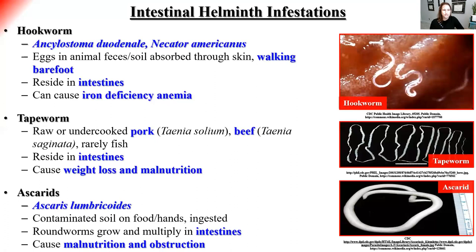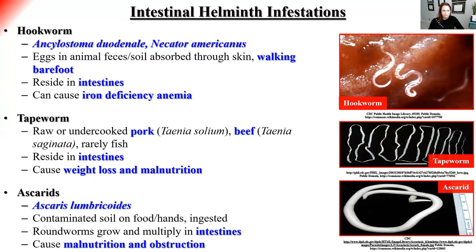These are the two scientific names of the most common species that affect humans. So think about walking barefoot and an iron deficiency anemia, because as they hook into the intestines, they cause a small amount of bleeding. And so you will eventually get an iron deficiency anemia. This is not very common in the United States. I want to be clear on that. So walking barefoot, infected pets or animals in the area, and iron deficiency anemia should clue you into hookworm.